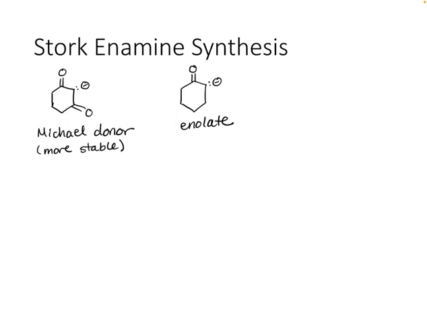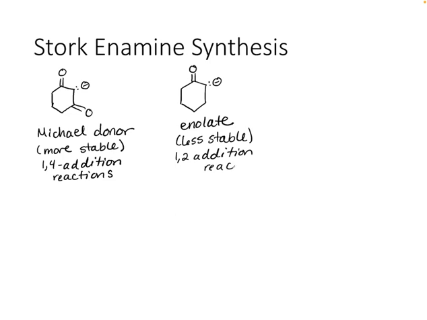Now remember we said that a more stable or weak nucleophile will perform 1,4 addition, and a stronger, less stable enolate will perform 1,2 addition. Or at least 1,2 addition will be favored.